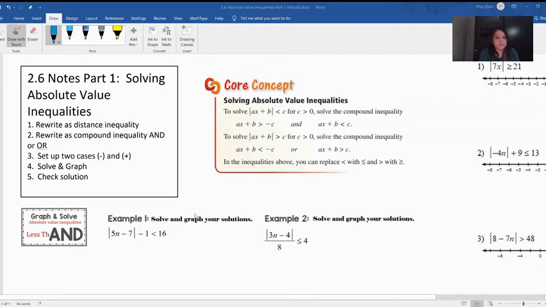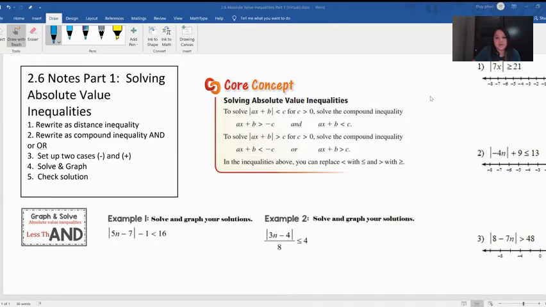We are going to concentrate on solving absolute value inequalities. Now, the core concept for this is to make sure that your equation or your inequality is set up as a distance equation, just like we've done in the past. However, the only difference now is that there is an inequality. So make sure that your absolute value expression is isolated.